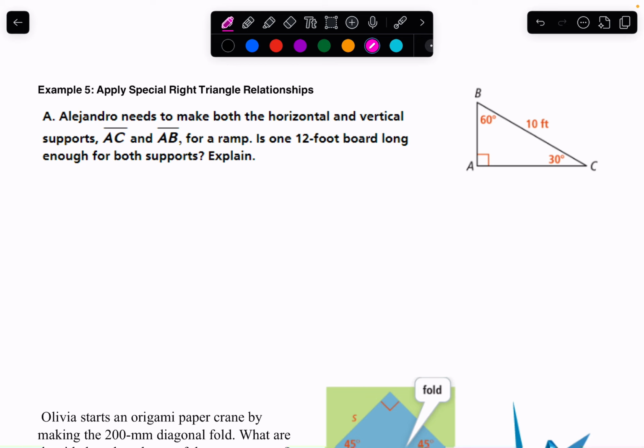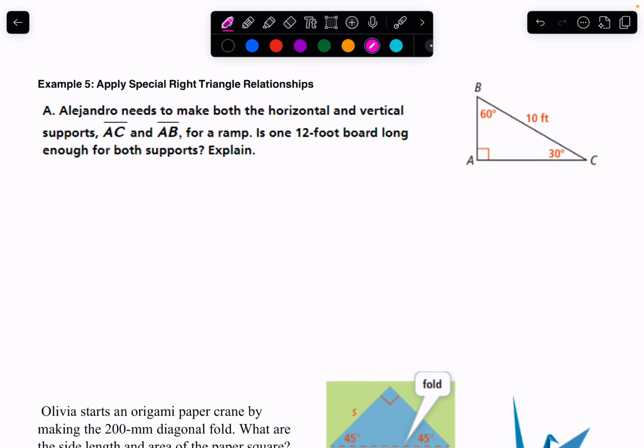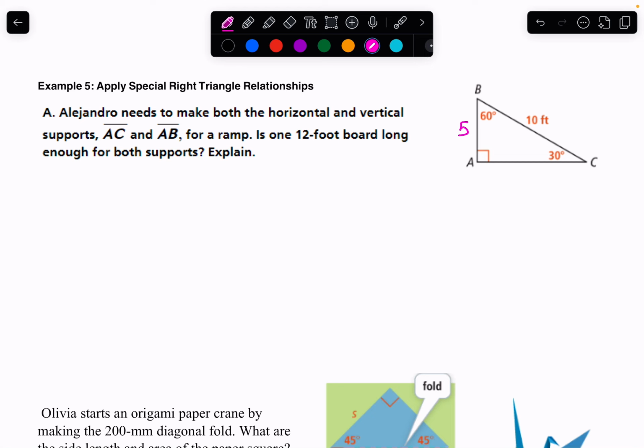Alejandro needs to make both the horizontal and vertical supports for a ramp. Is one 12-foot board long enough for both supports? Well, this is fairly easy because I know that the hypotenuse of this triangle is 10. And I know that it's a 30, 60, 90 triangle. So I can use the relationship we just learned before and take this number and say, okay, I know that this is 2x units long. And that means that this is 1x units long. It's going to be half of that. And then I know that AC is going to be x root 3 or 5 root 3 units long.